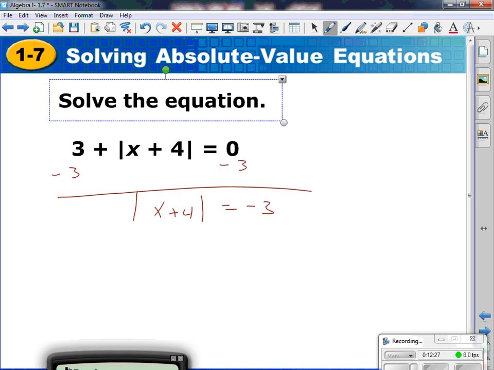Can the absolute value be equal to a negative? What's the absolute value of 5? 5. What's the absolute value of negative 5? It always changes to positive, right? So can I ever get a negative? Right now I know there's no solution. The reason why this one has no solution, it is equal to a negative number. An absolute value cannot equal a negative number. These are two of your little special occasions.